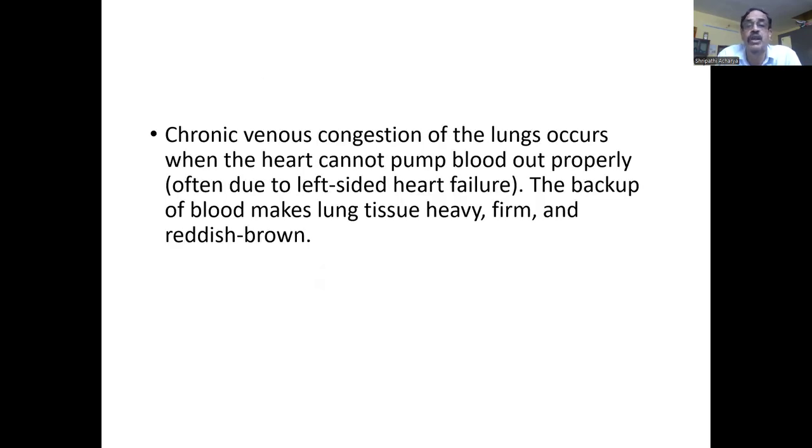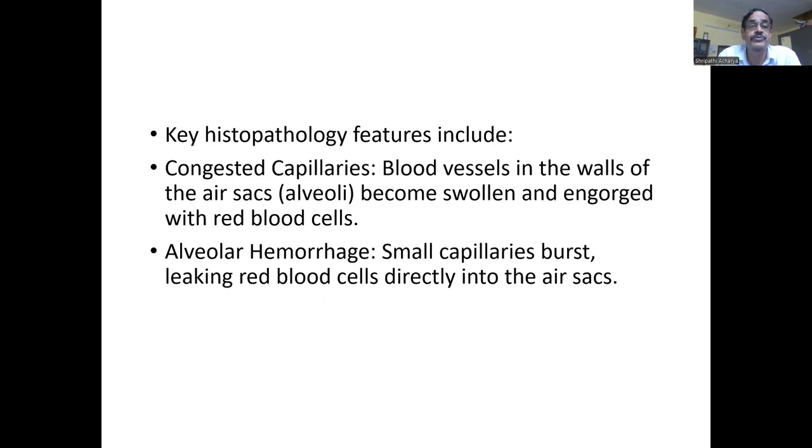Chronic venous congestion of the lungs occurs when the heart cannot pump blood out properly from the lungs to the left side, as in left-sided heart failure. Lack of blood flow makes the lungs heavy, firm and wet, with congested capillaries.